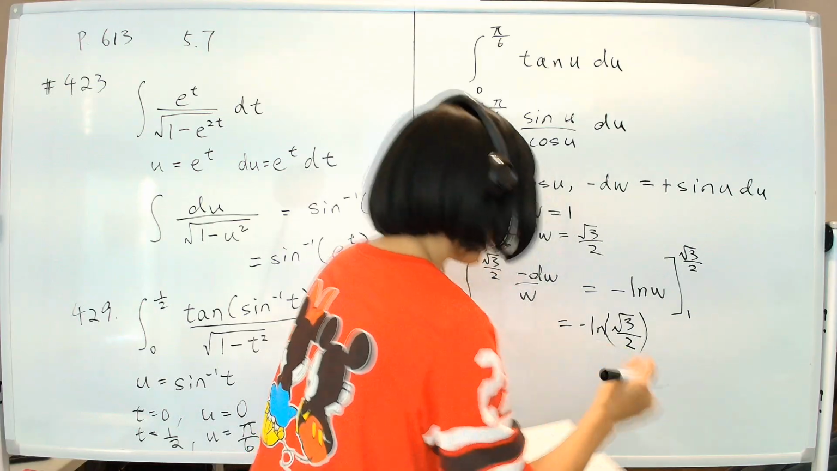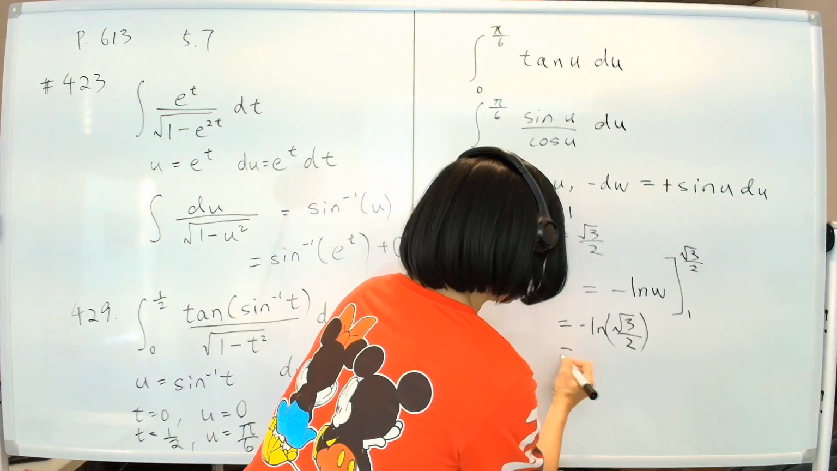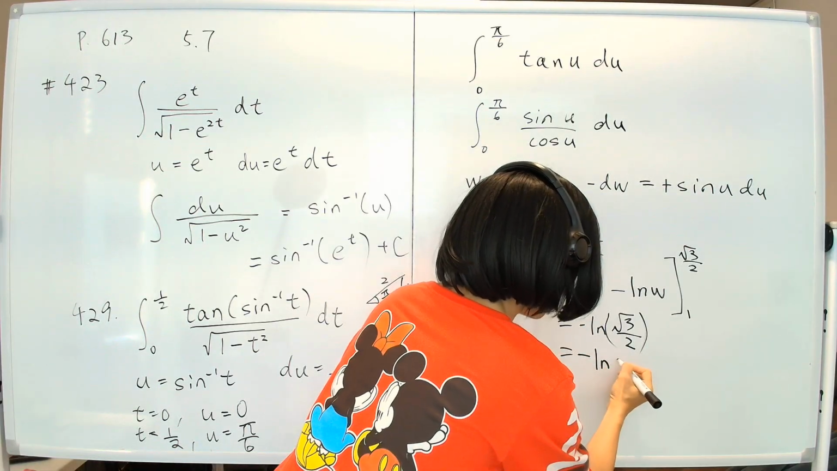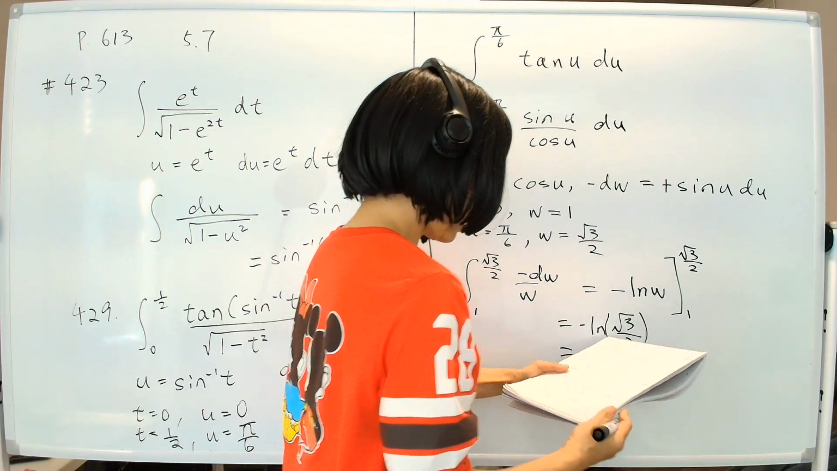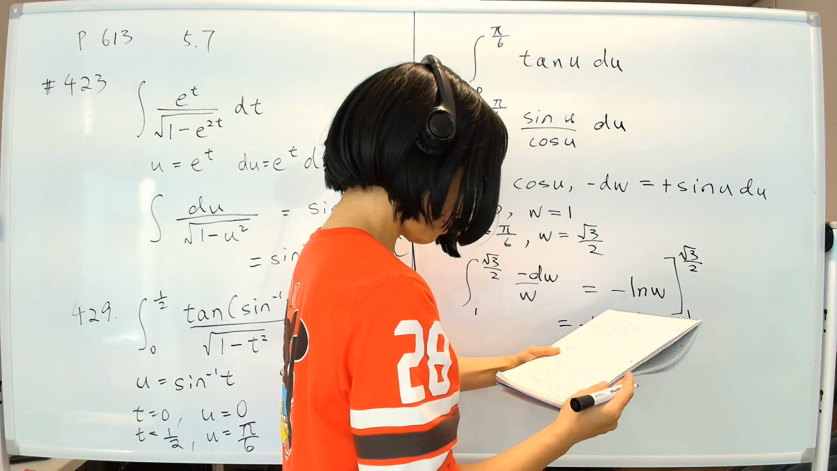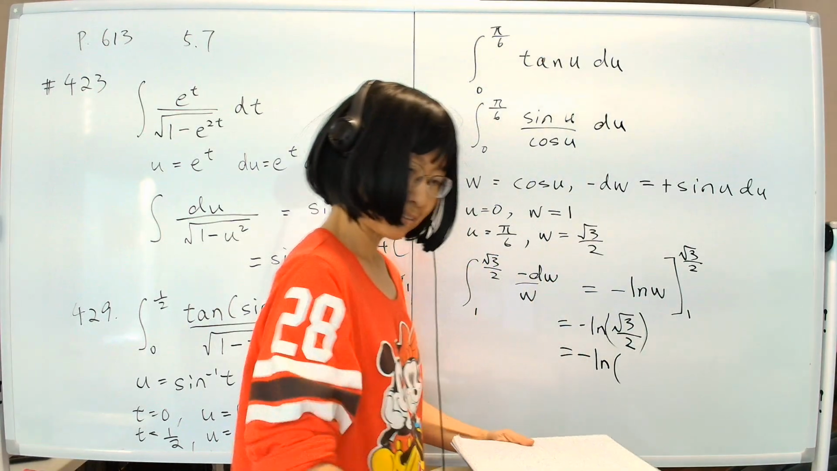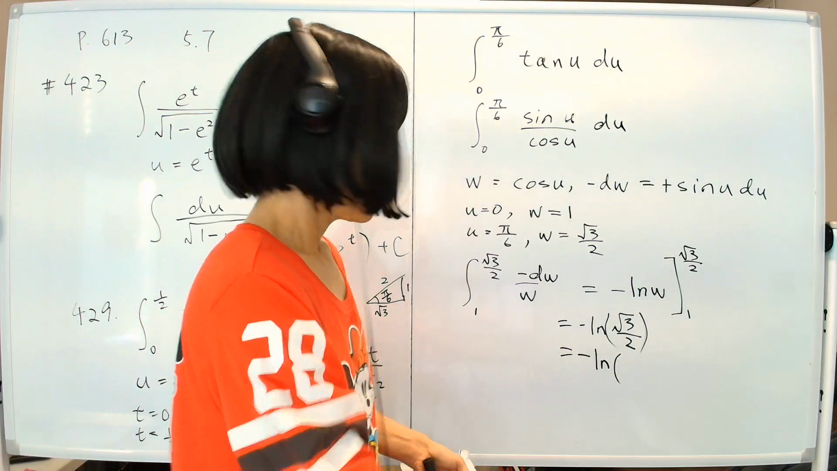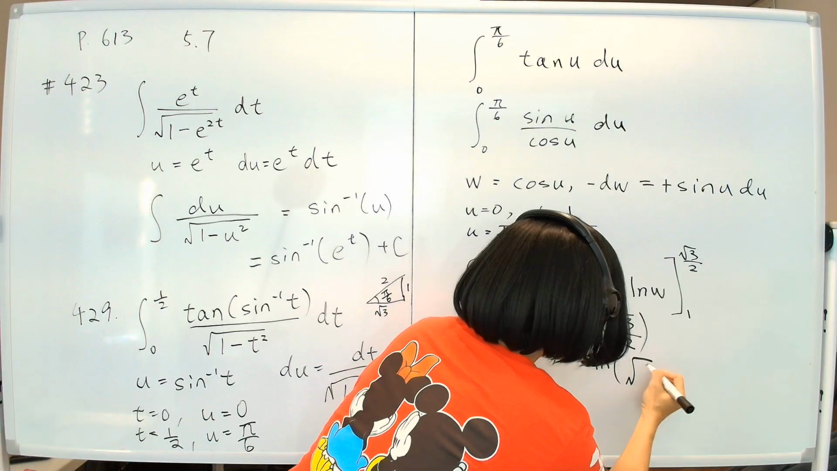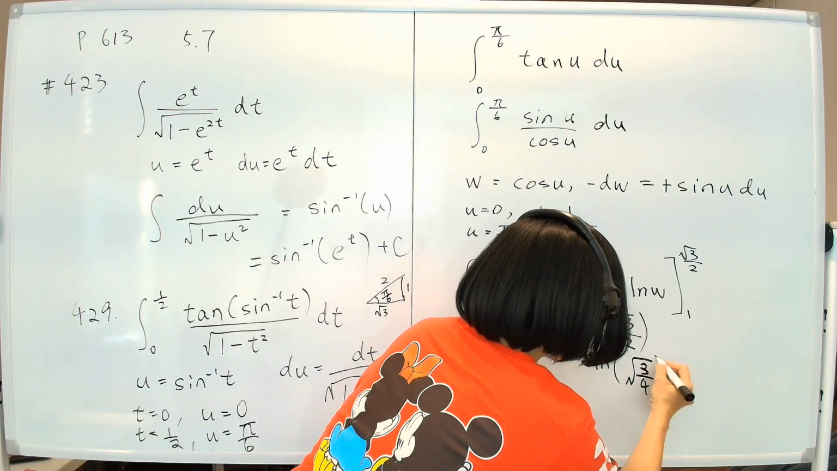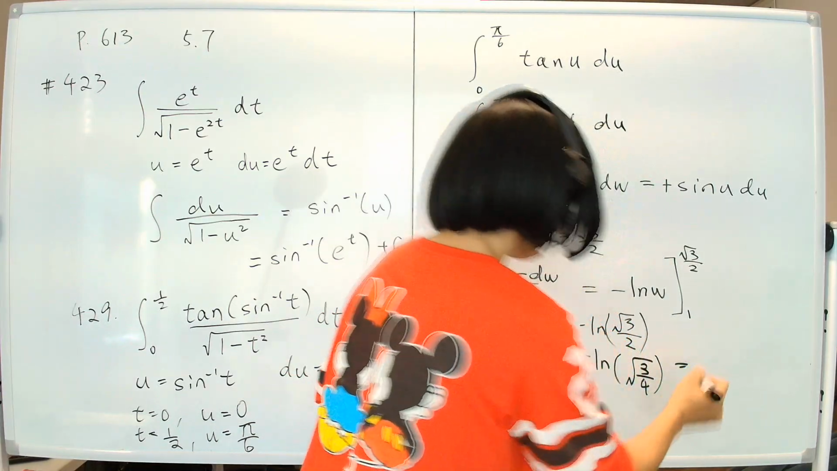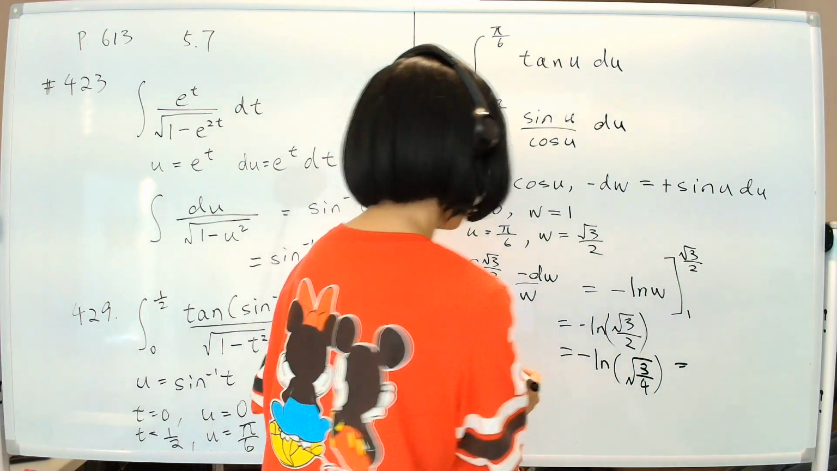By this, that this equals, so we'll do some algebra here. So that equals minus natural log, what is that? Okay, so we'll do some manipulation here. That would be the square root of 3 over 4. Put the whole thing in the square root. Okay, and that equals, I'll write it over here.